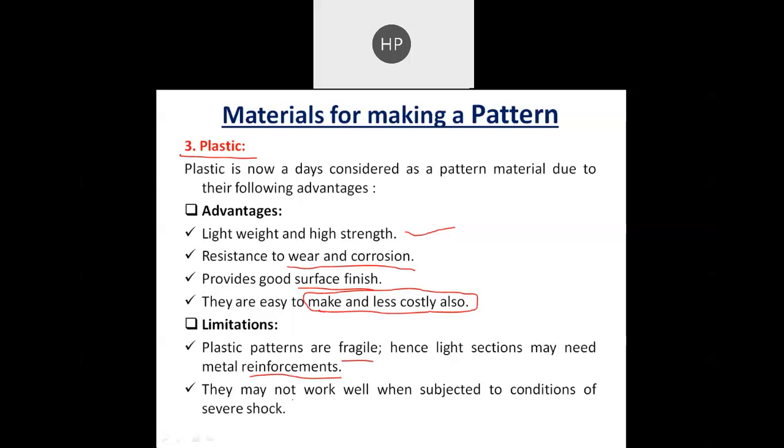Then they may not work well when subjected to conditions of several shocks. So when there are several shocks, due to that shock, the pattern, if we make it from plastic, may get damaged or may break down. So that is the condition where we cannot use a plastic pattern.